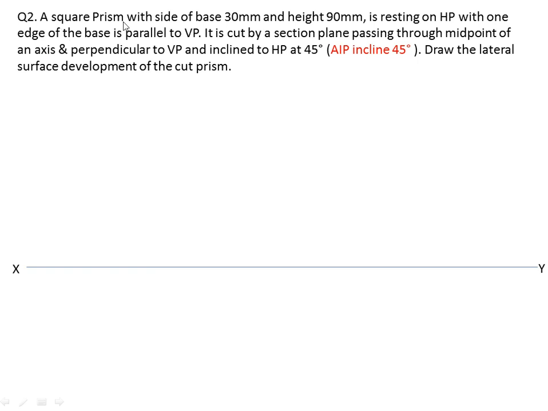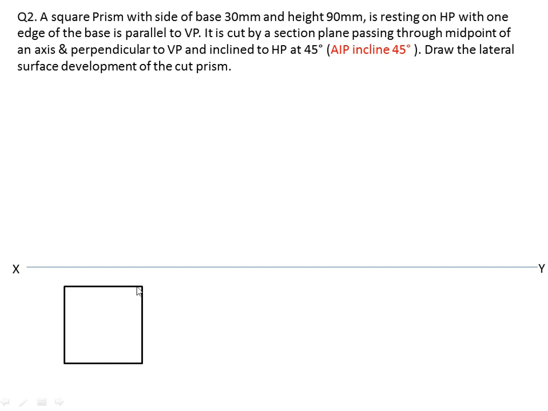So here a square prism is given. We have to draw the square prism in front view and top view. But how is it resting? Resting on HP with one edge of base parallel to VP. Parallel to VP means it should be parallel to the XY line. So this is the square prism in top view. It looks like a square.